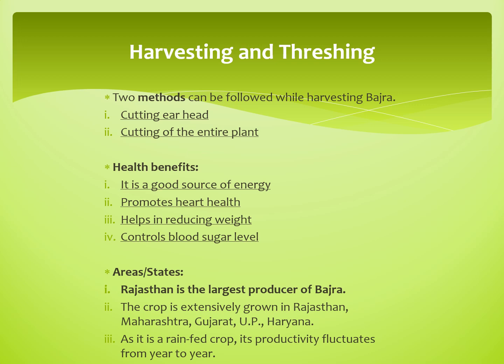Areas and states. Rajasthan is the largest producer of bajra. The crop is extensively grown in Rajasthan, Maharashtra, Gujarat, Uttar Pradesh and Haryana. As it is a rain-fed crop, its productivity fluctuates from year to year.